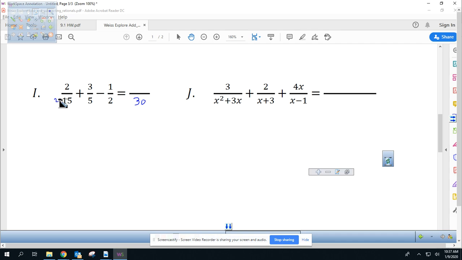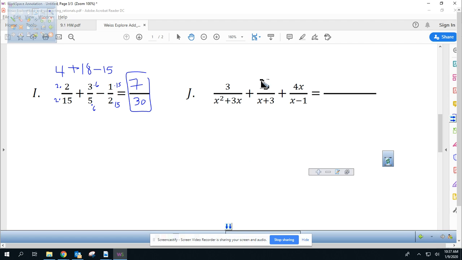So we must multiply 15 by 2 to make 30. So we got to multiply this by 2, and that gives me a 4. 5 has to multiply by 6 to get 30. So 3 times 6 is 18, and we'll be adding those. 2 has to multiply by 15 to get 30. So 1 multiplied by 15 to get that 30, and we must subtract 15. So that gives us, let's see, 7 over 30, and we have that as our simplified common denominator.